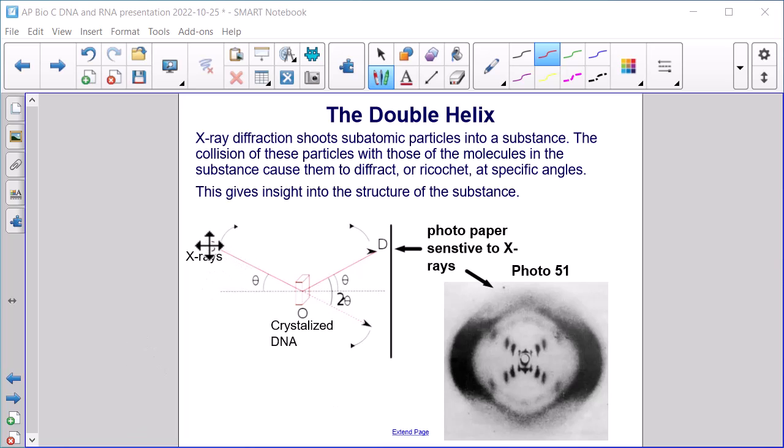So here's the X-ray being shot at the substance, resulting in these specific angles of diffraction. And there's a paper here that's sensitive to the X-ray. Just think of X-ray papers that you've seen, like at a doctor's office. But that results, if I take this photo paper and just make it flat so I can see it, this is the result that I see in photo 51.